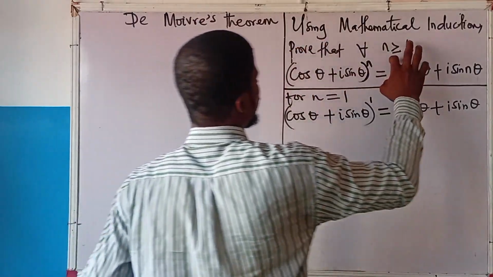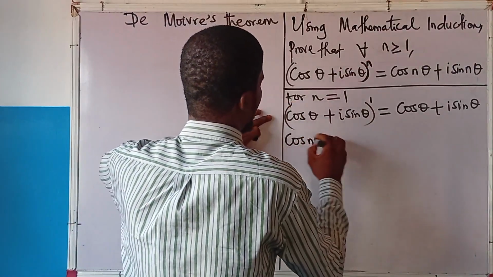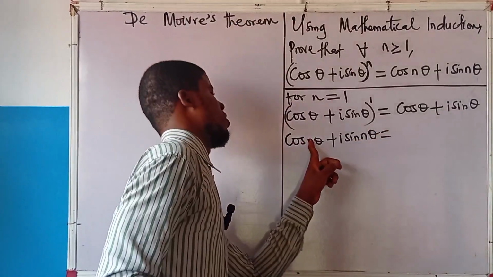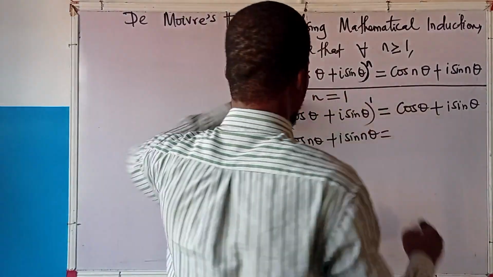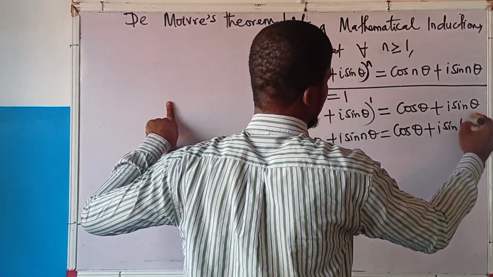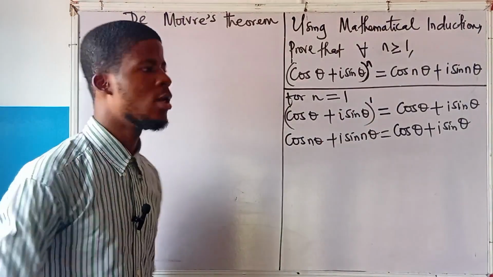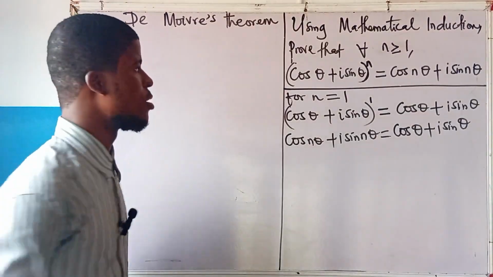What is it for n equal to 1 at the right hand side? At the right hand side, I have cos n theta plus i sin n theta. So if I plug in 1 here, and I plug in 1 here, of course, it will give me this result, cos theta plus i sin theta. So they are the same thing for n equal to 1. This means that it is true for n equal to 1.